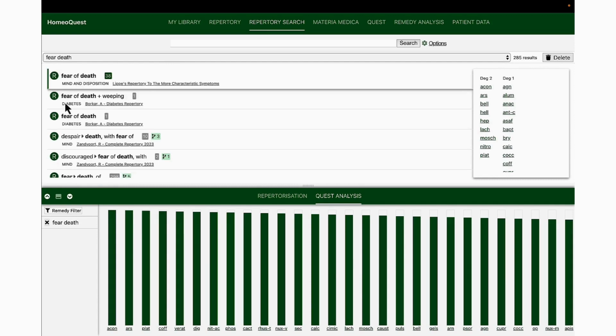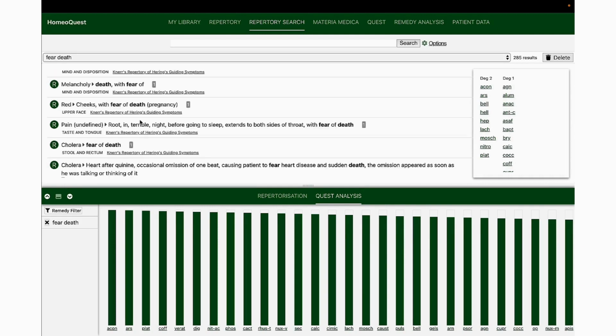Then we have another rubric, fear of death with weeping, from the diabetes repertory. Fear of death during diabetes. Again, this is from Dr. Ashok Borkar's diabetes repertory, a clinically tested rubric. You do not find it in Complete. Another rubric from there, red cheeks with fear of death during pregnancy. Again, such an interesting rubric, pregnancy specific, but you do not have that rubric in Complete. So these are just 3 examples, and then there are tons of examples from Mathematics.